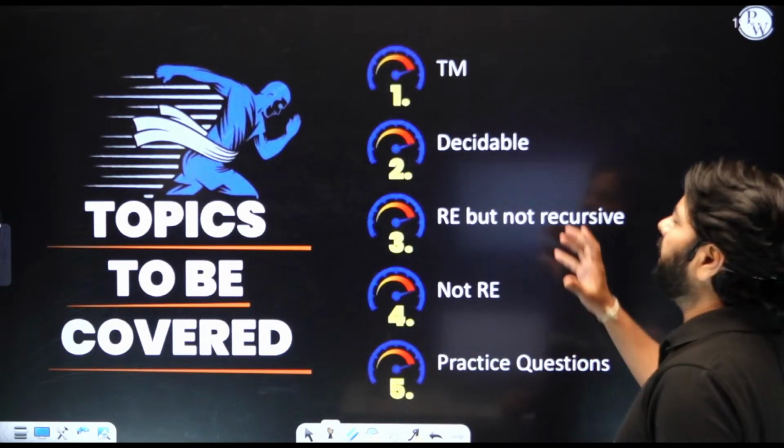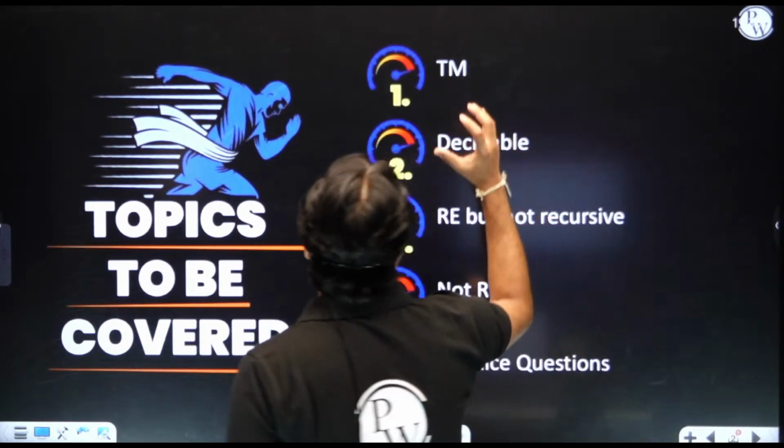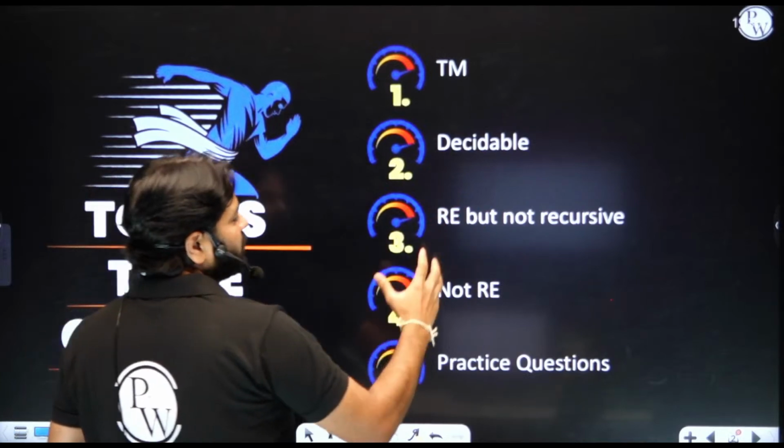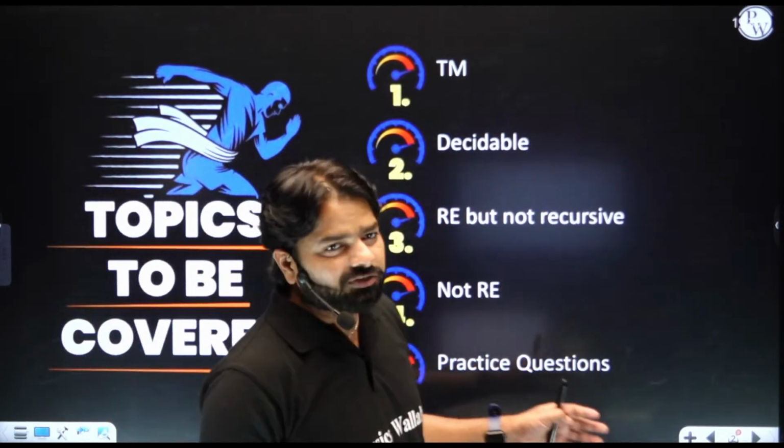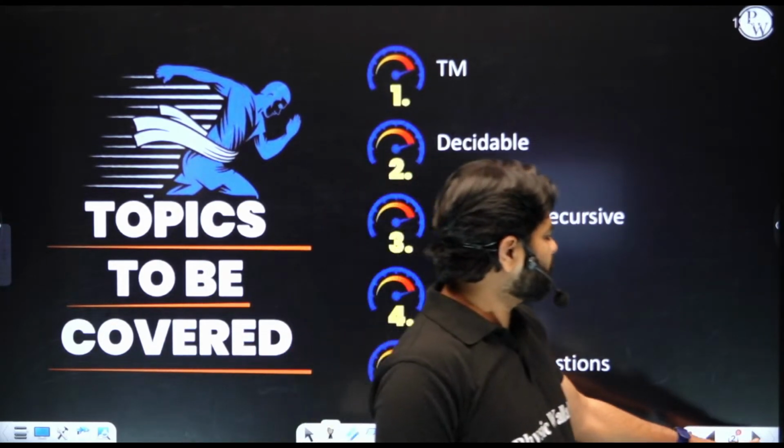Okay, the agenda is like you should be aware of the Turing machine, decidable problem or language, RE but not recursive, as well as not RE. Then we'll see some practice questions that you will always get as homework questions.